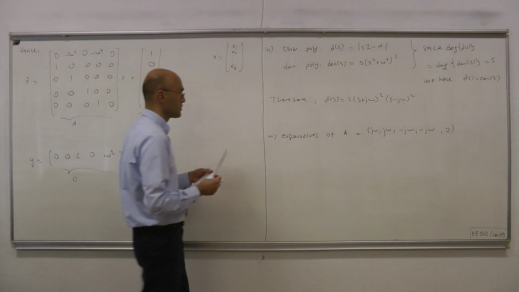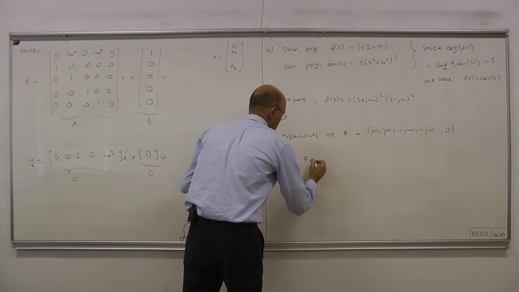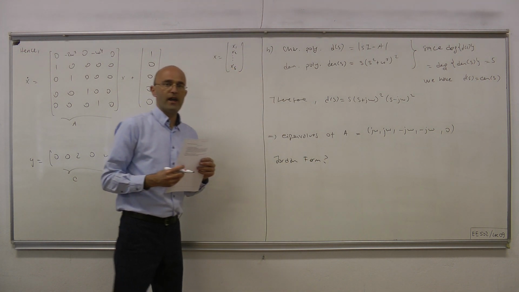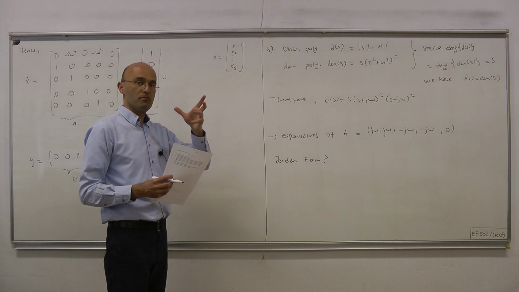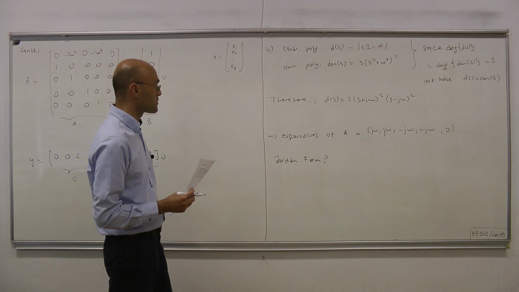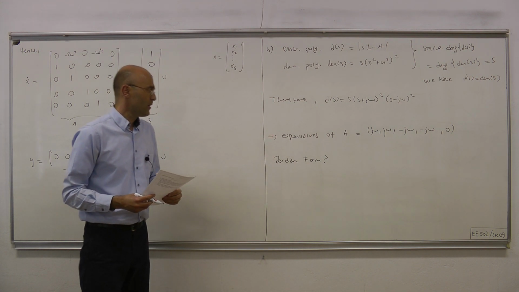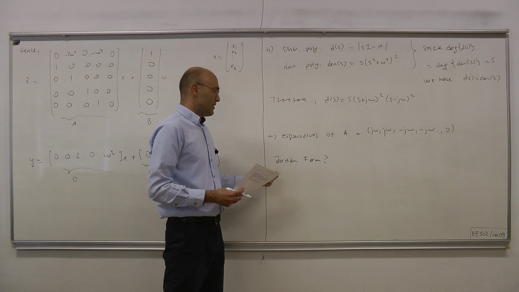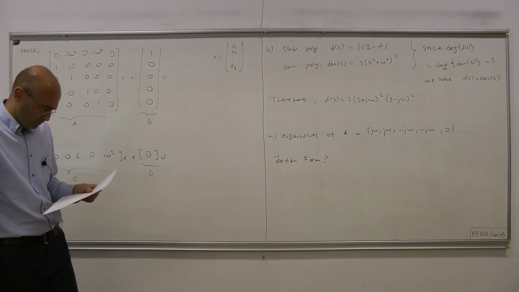Now the question is, what's the Jordan form of A? Note that for a given A, the Jordan form or Jordan matrix, up to a reordering of the blocks, is unique. So therefore we should be able to write down the Jordan form, not a Jordan form, for the A matrix.